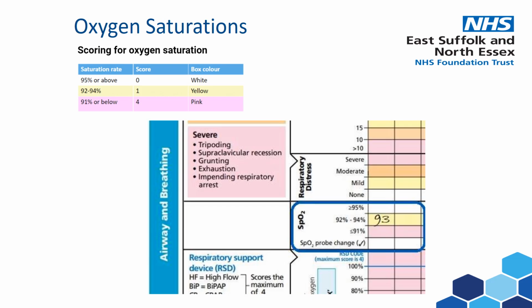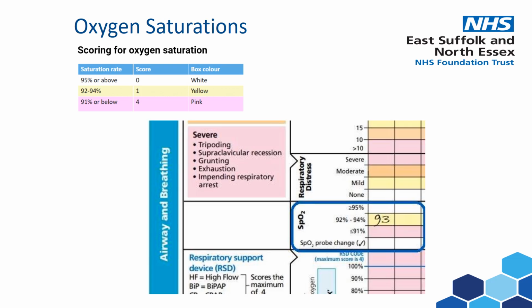Next you are going to take the child's oxygen saturations and document this. Anything 95% or above is in the white section, so it scores a 0. Anything 92 to 94% sits in the yellow section and scores a 1. And anything 91% or below sits in the pink section, so scores a 4 towards their total PEWS. If we look at the example patient we've given you, their saturations are 93%. That sits in the yellow section, so that scores a 1 towards their total PEWS. So far we have 2 for respiratory rate, 2 for respiratory distress, and now we have a 1 for oxygen saturations.